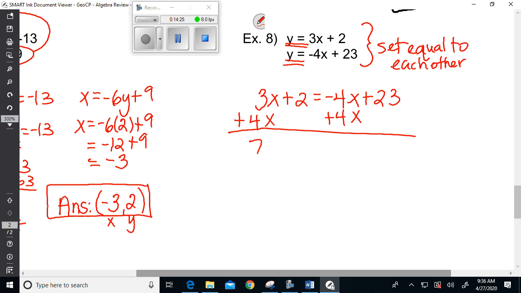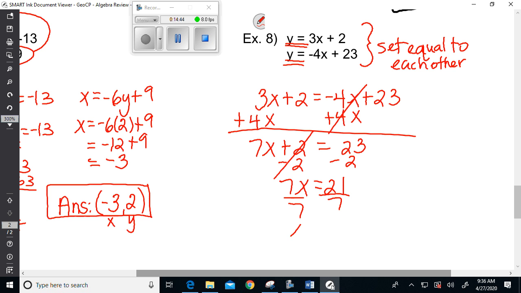3 plus 4 gives you 7. So 7x plus 2 equals 23. Subtract 2 on both sides. You get 7x equals 21. Divide both sides by 7. X equals 3.